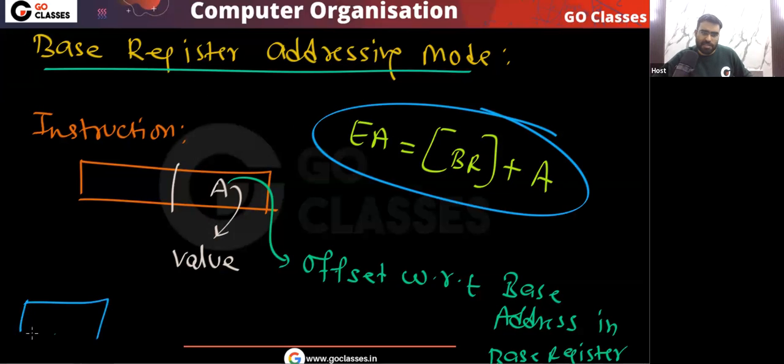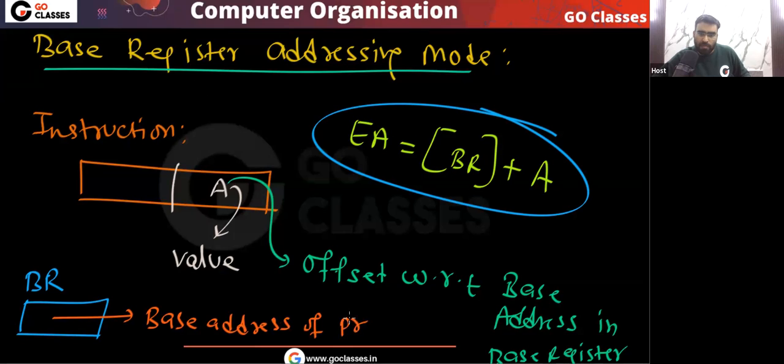So there is a base register, and what is the content of the base register? That is the base address of the program. Here you have the actual physical address. Yes or no?